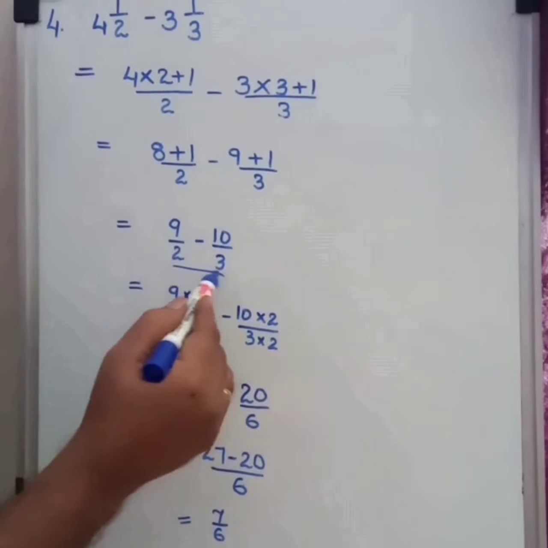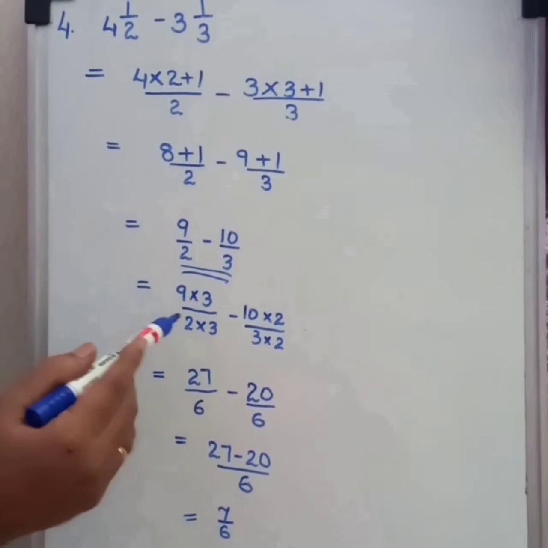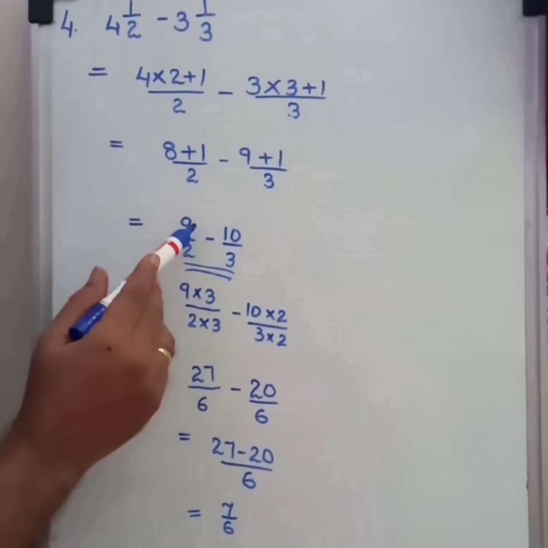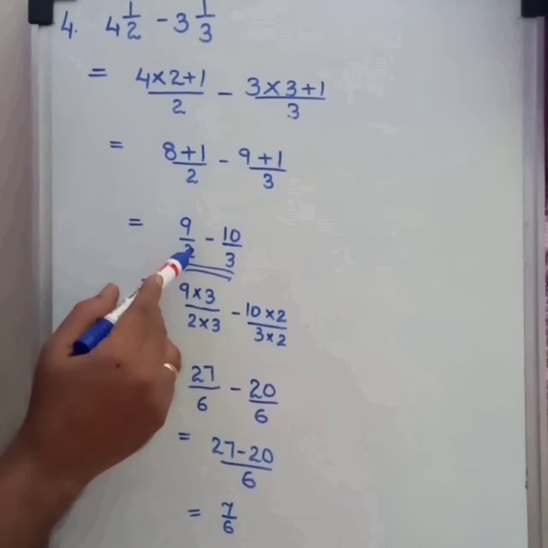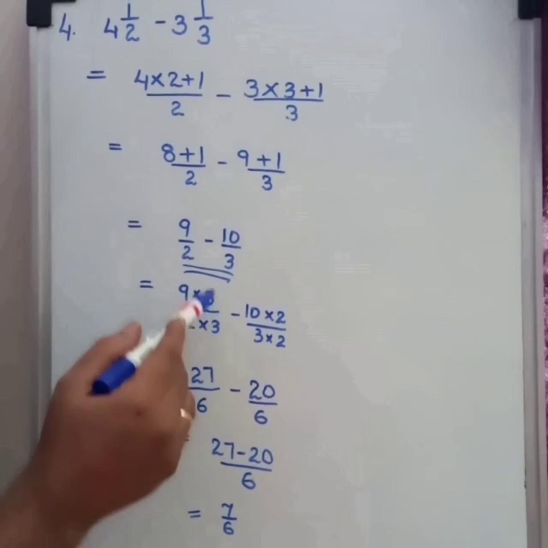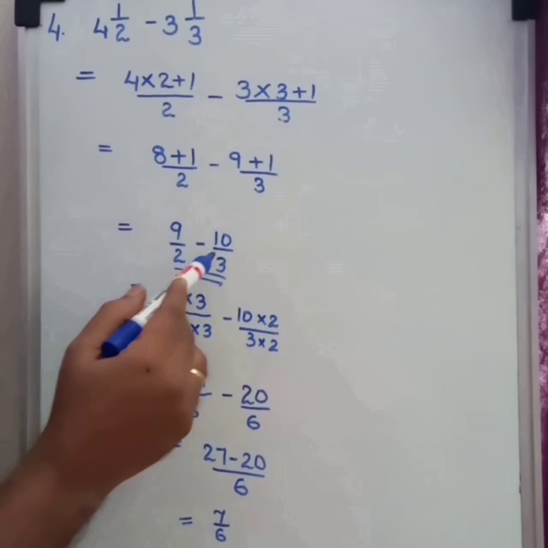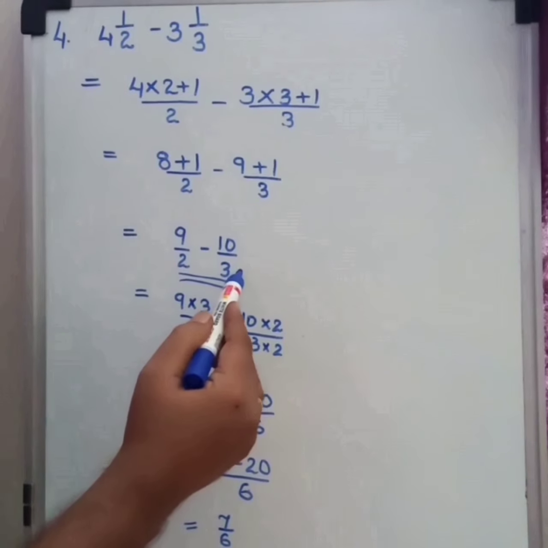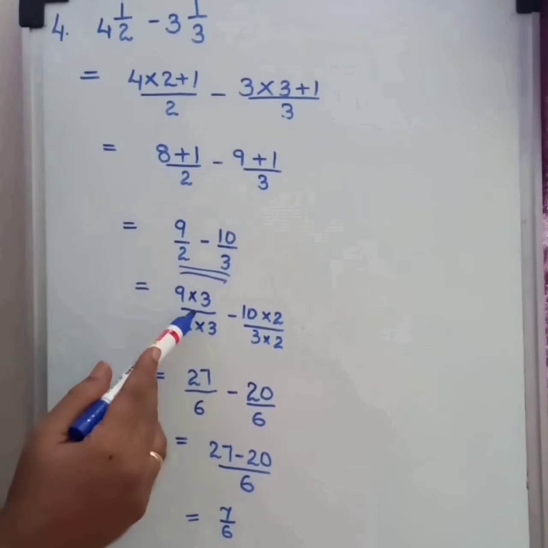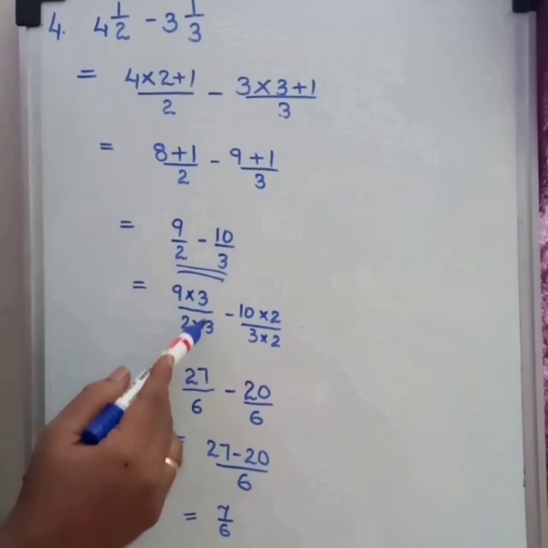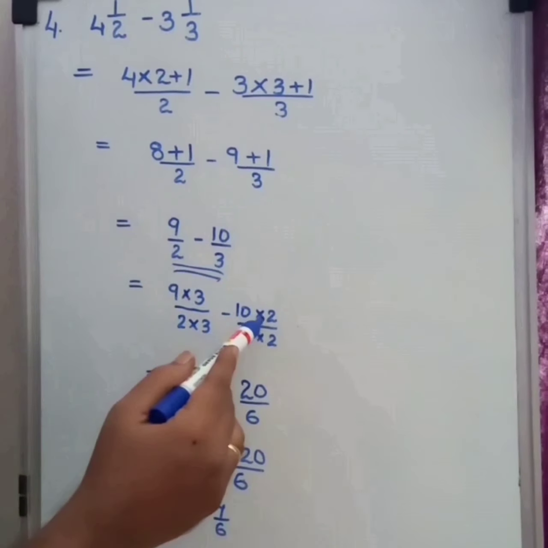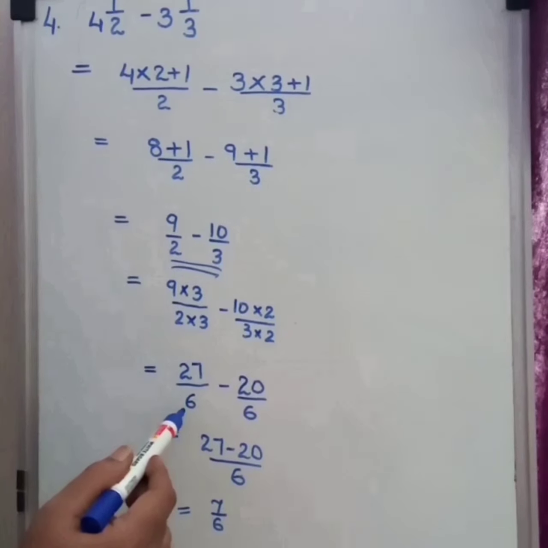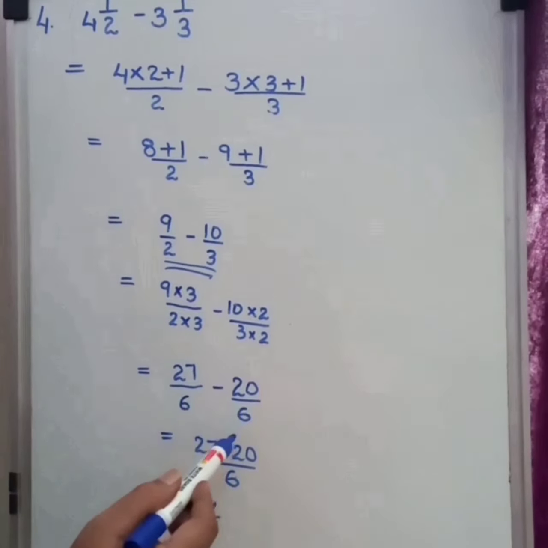Now here the denominator is not the same, so we are going to cross multiply. With 3 we are going to multiply 9 the numerator and 2 the denominator. And in the same way with 2 the denominator, we multiply 10 the numerator and 3 the denominator. You can check that. 9 into 3, 2 into 3 and 2 into 10 and 3 into 2. So it is 9 3s are 27 upon 6 minus 20 upon 6.